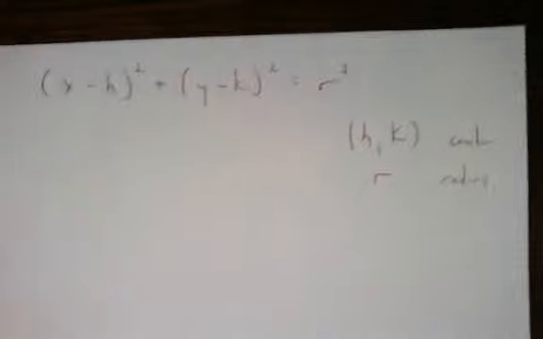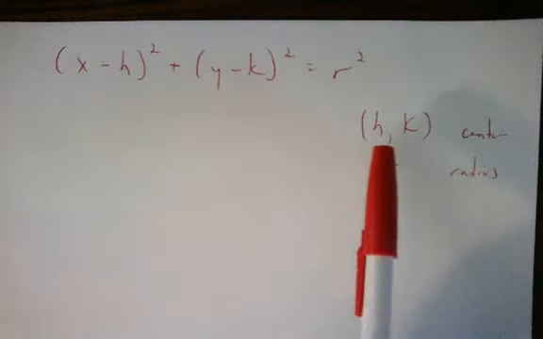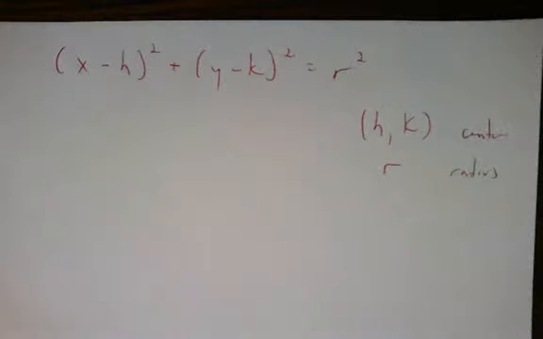Before we begin with that, I wanted to show you this. This is the standard form for the equation of a circle. Remember that the coordinate (h, k) would represent the center of the circle and r would represent your radius. We'll be continually referring to the standard form of the circle throughout a few of these problems.